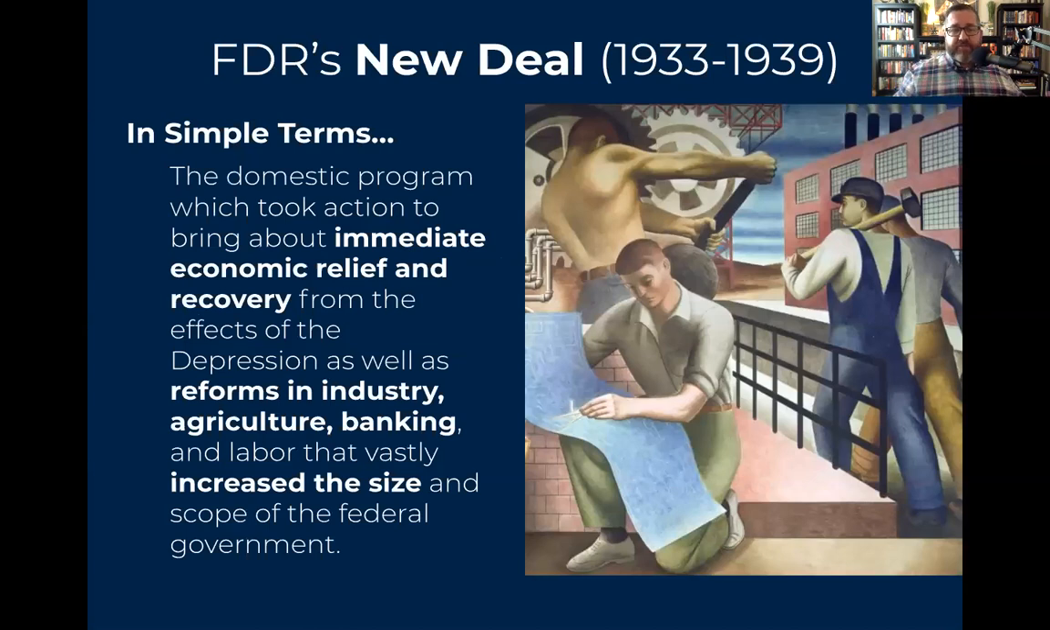So in the simplest terms, the domestic program took aim. This is when the government's going to expand to its largest amount that we've seen, providing immediate economic relief and recovery from the effects of the Great Depression in industry, in agriculture, and in banking. And this is going to be the government injecting a significant amount of money into the economy to try to spur that. Another continuity and change, we see it again with that $2 trillion stimulus package that was just signed here in the midst of the COVID-19 pandemic.